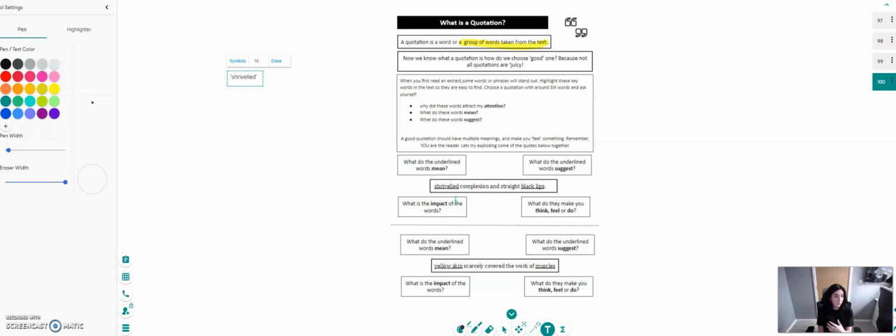As I mentioned, a good quotation has multiple meanings. It has what we call alternative interpretations. And we look at this through the idea of connotations. Now, a connotation is what a word makes us think of.